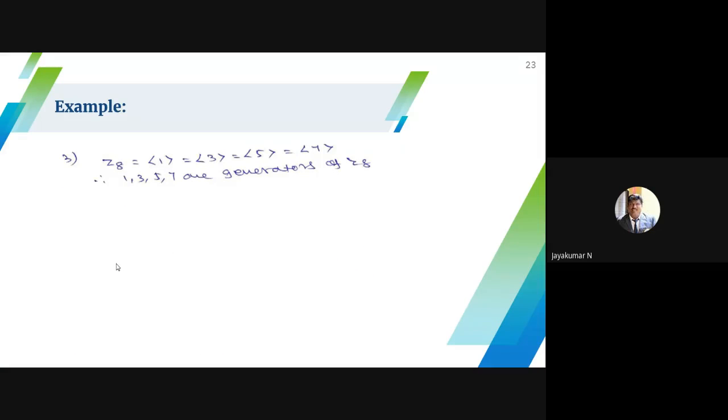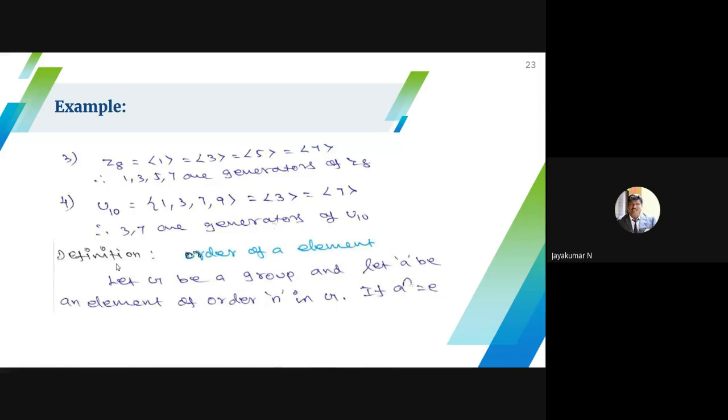One of the beautiful examples is Z8. Here 1 is a generator, 3 is a generator, 5 is a generator, 7 is a generator. There are 4 generators. Then U10 means the numbers relatively prime to 10: 1, 3, 7, 9. So 3 and 7 are generators.